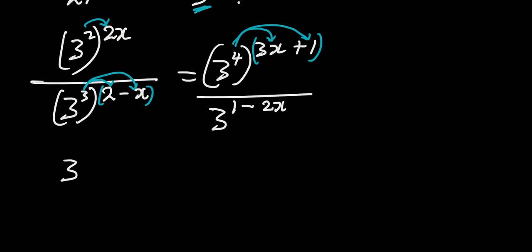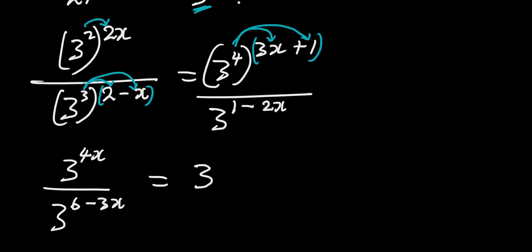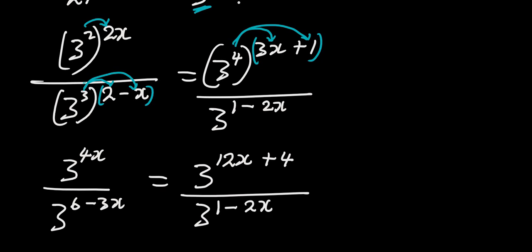So 2 times 2x is going to give us 4x. So 3 exponent 4x over 3. 3 times 2 is 6. So we're going to have 6. And 3 times negative x is going to give us negative 3x, equal 3. So 4 times 3x, that's going to give us 12x. And 4 times 1 is going to give us plus 4, over 3 exponent 1 negative 2x.